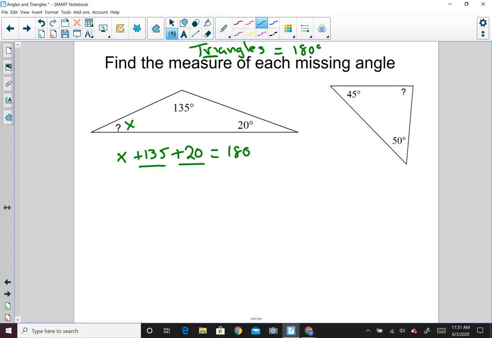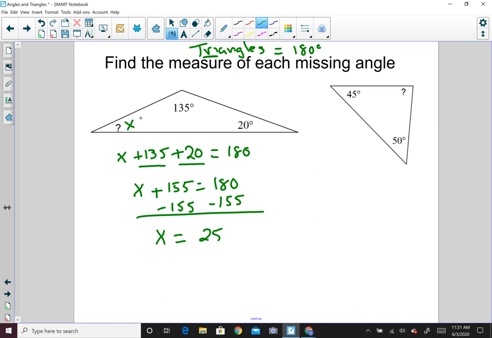Combine like terms on the left. So I get x plus 155 equals 180. Now I can use my inverse operations to solve. I subtract 155 from both sides, and x turns out to be 25. Plug it back in, so this is a 25-degree angle. Let's do this again over here. This time, let's call it y.